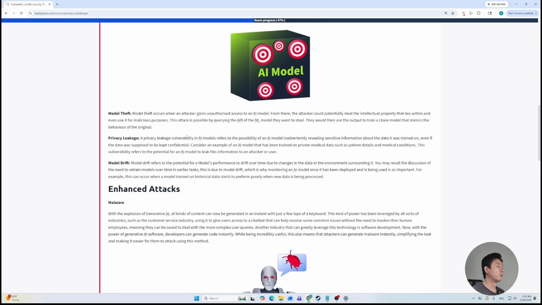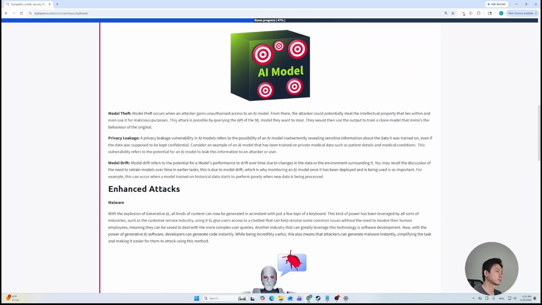Model drift. Model drift refers to the potential for the model's performance to drift over time due to changes in the data or environment surrounding it. You may recall the discussions of the need to retrain models over time in earlier tasks. This is due to model drift, which is why monitoring an AI model once it has been deployed and is being used is so important. For example, this can occur when a model trained on historical data starts to perform poorly when new data is being processed.